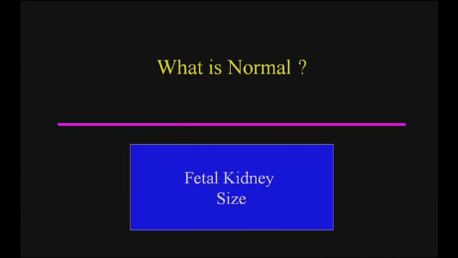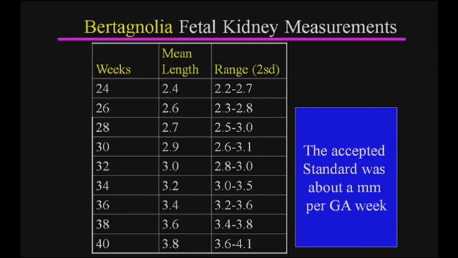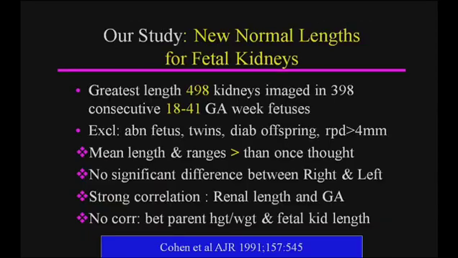So what is normal? At least with regard to fetal kidney size, what is considered normal has changed over time, with work from us helping this a couple of decades ago. In 1983 and in the late 1980s, people were using Bertagnoli's fetal kidney measurements. Essentially, they said that for a given week of gestational life, the mean length of the kidney was about the number of millimeters for weeks of gestational age, and there was a range, and the two standard deviation range is seen in the third column. So again, the accepted standard was about 1 millimeter per gestational age week.